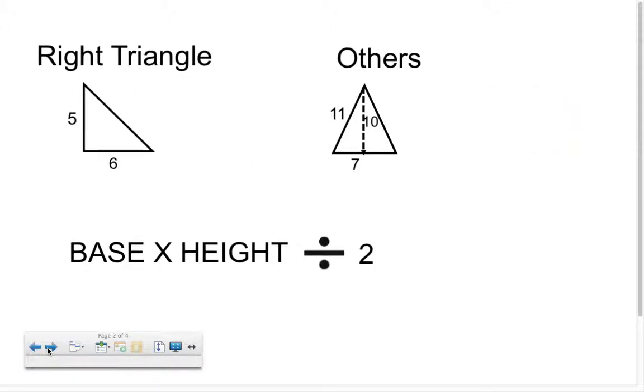First thing you should know about triangles is that you might have two kinds of triangles. You might have a right triangle, like we see here on the left, or basically other types of triangles like we see here on the right. But luckily for both triangles, the way to get area is the same. It's base times height divided by 2.